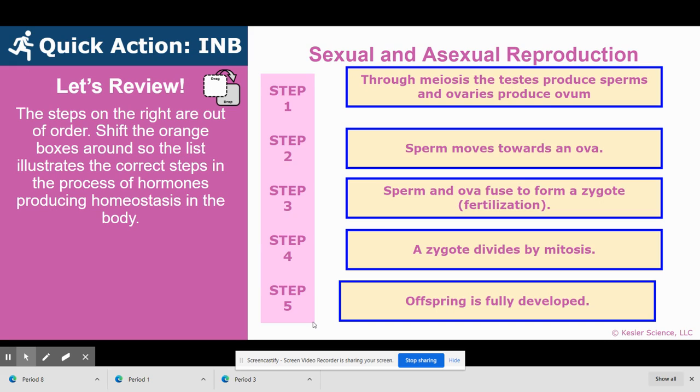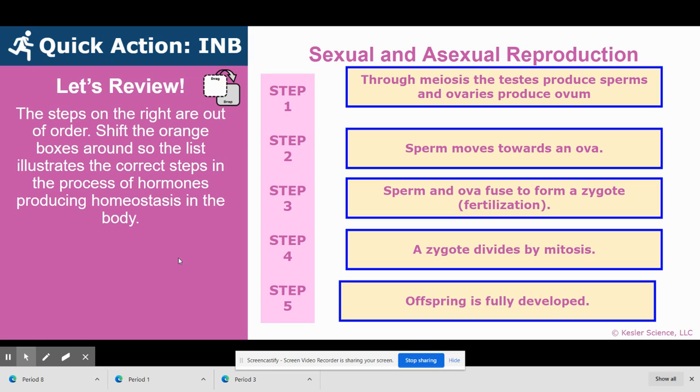Okay, so we're going to review. We're going to move the orange boxes around so that the list illustrates the correct steps, showing the development of an organism through sexual reproduction. I apologize, the instructions here talk about hormones, and I think this was copied from a different unit, so I'll have to make sure that that gets corrected.